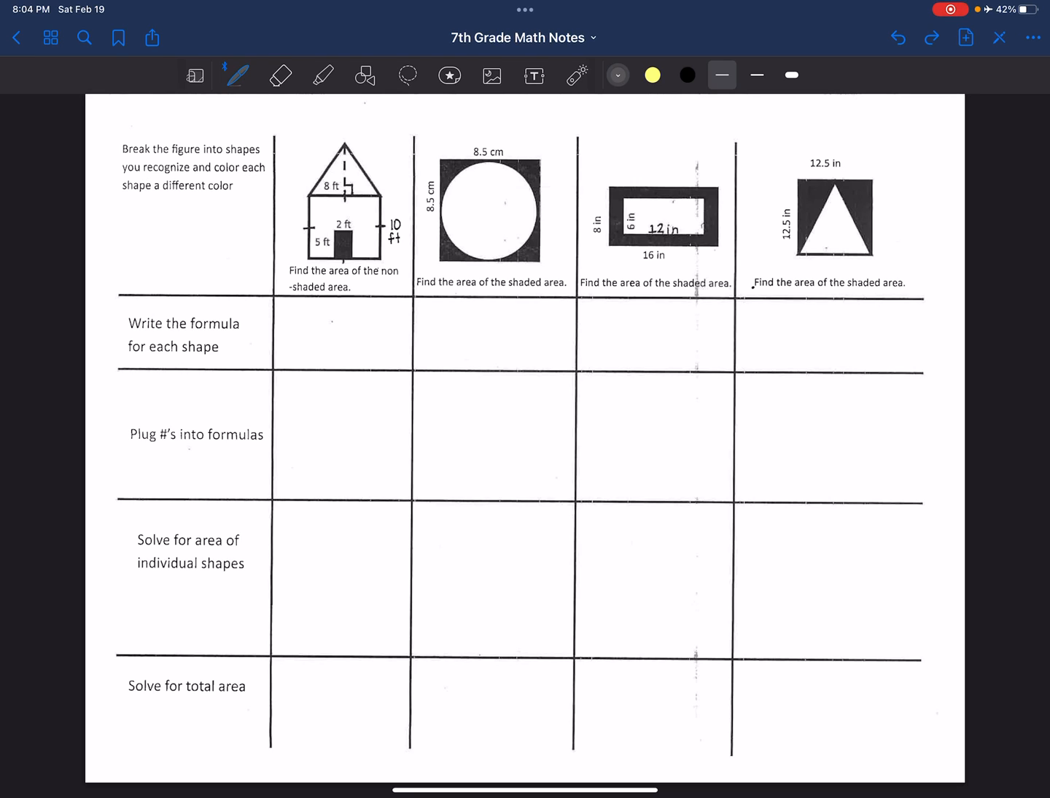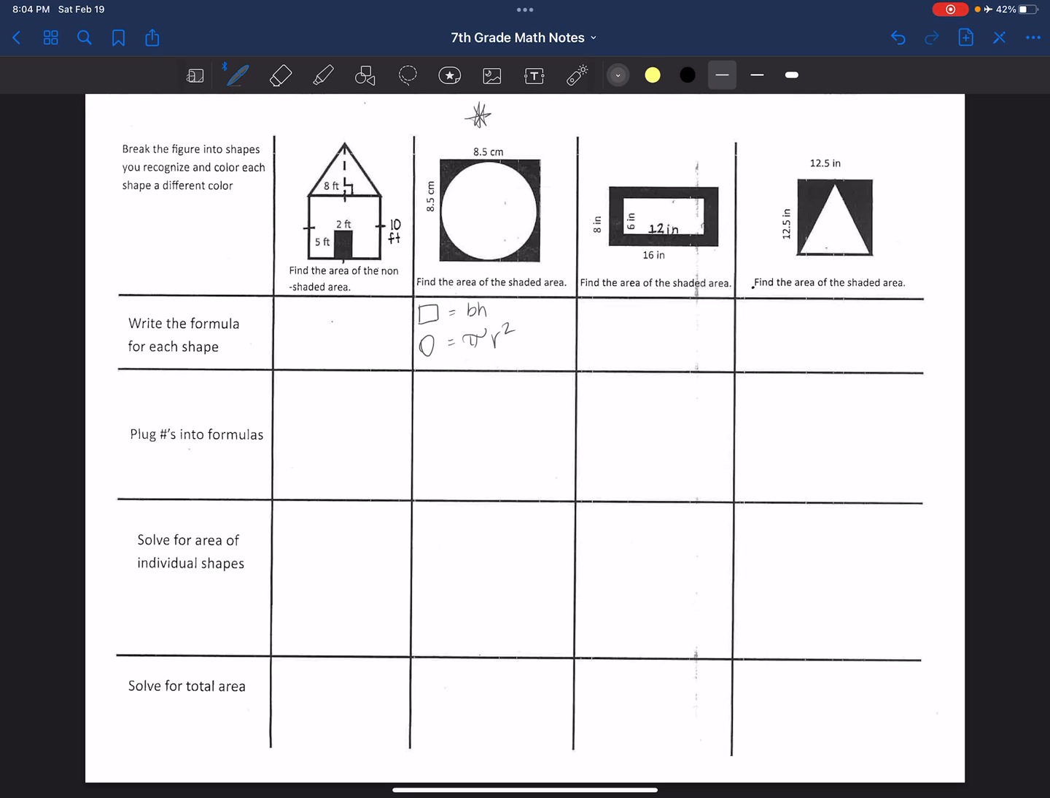Let's actually just start with what seems to me the most painful, and that's going to be the circle. So we're going to start with this one first and find the area of the shaded region. I'm going to write the formula for each shape. I see a square, which I know to be base times height, and a circle, which I know to be pi r squared. Now I'm going to plug in those values.